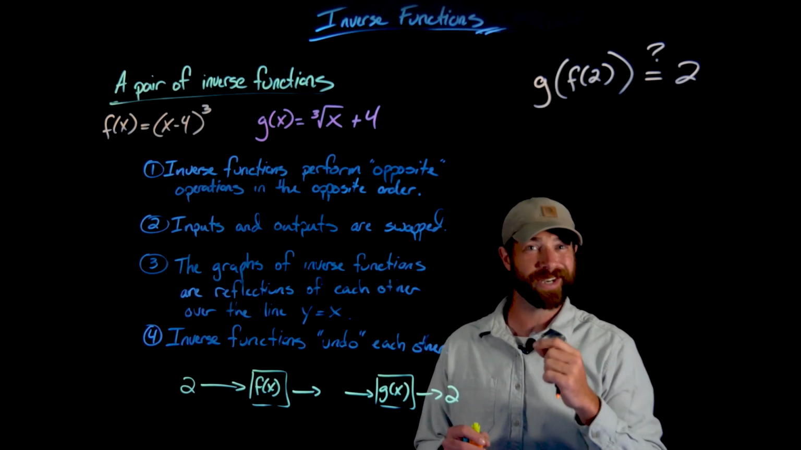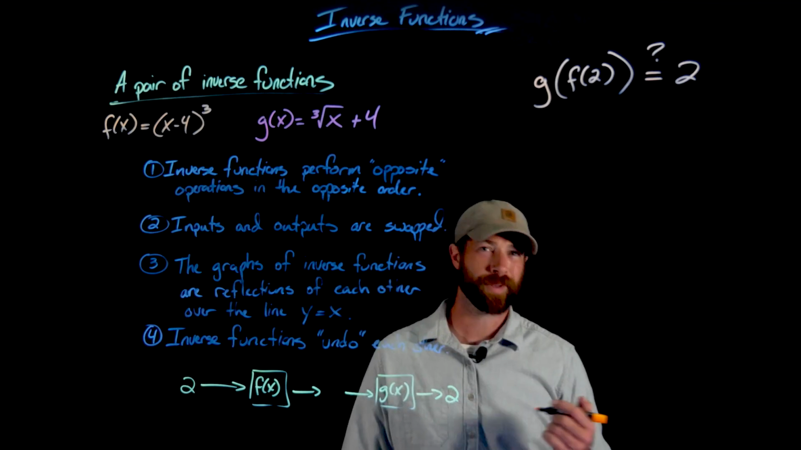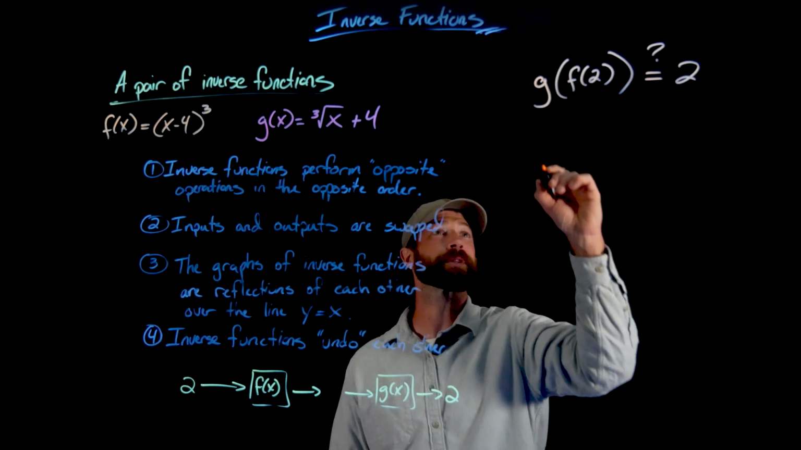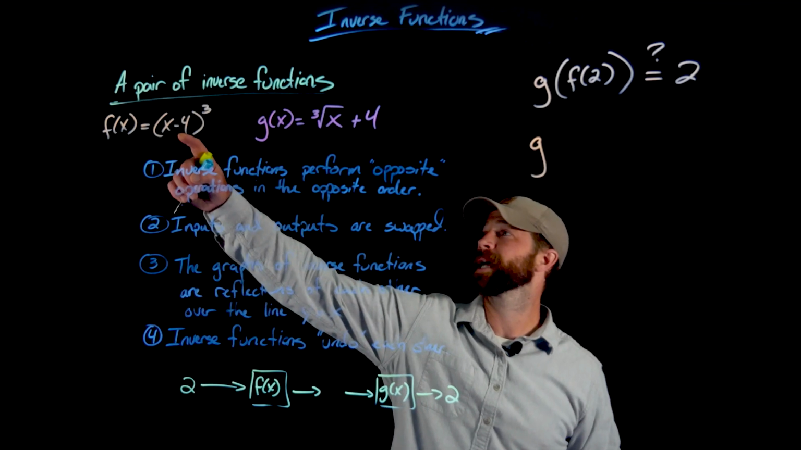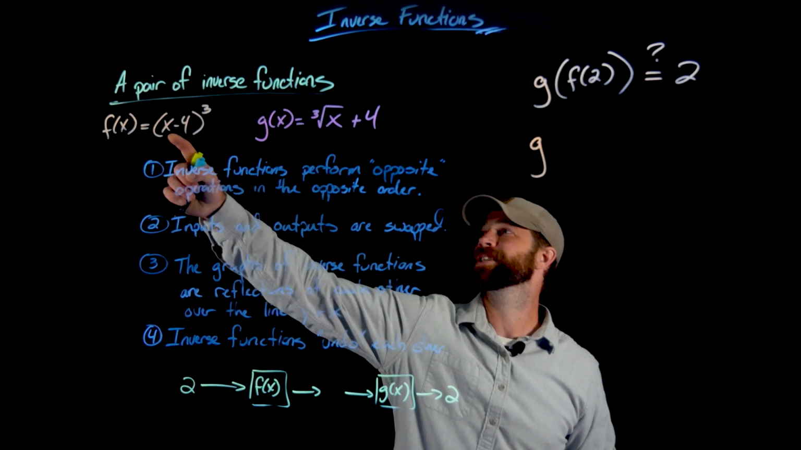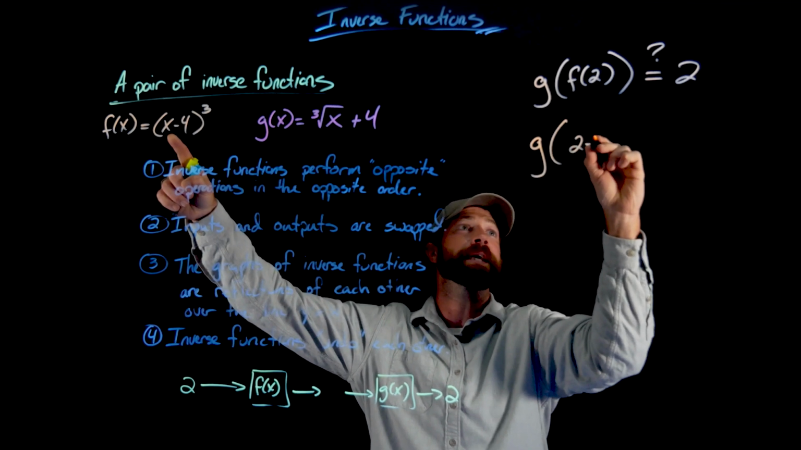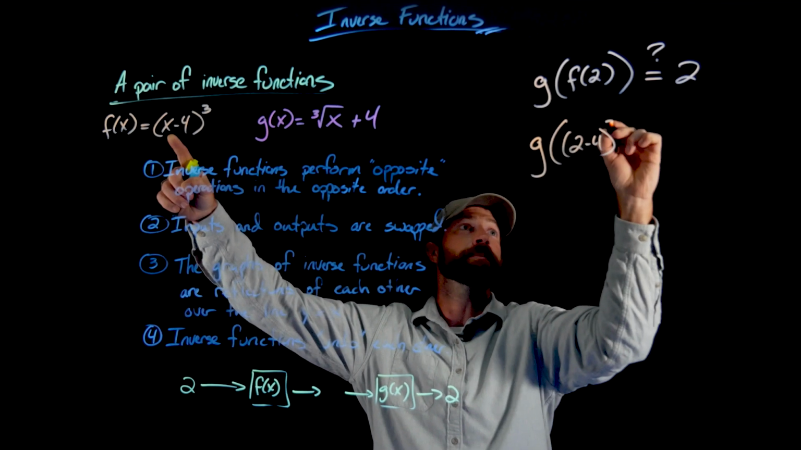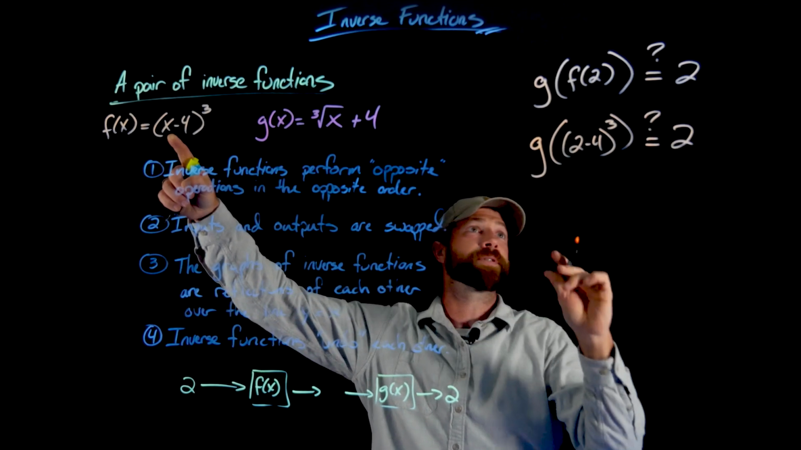That will mean these are inverses because they cancel each other out or undo each other. All right, so let's do this. I'm just going to work with this function notation right here. So f of 2 is what I get when I plug in a 2 for x right here. And so that will be 2 minus 4 cubed. And we're going to see if this ends up being 2.